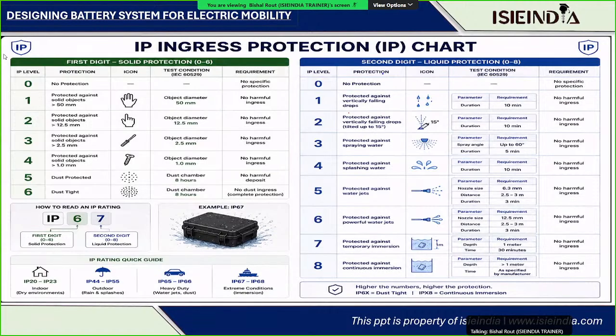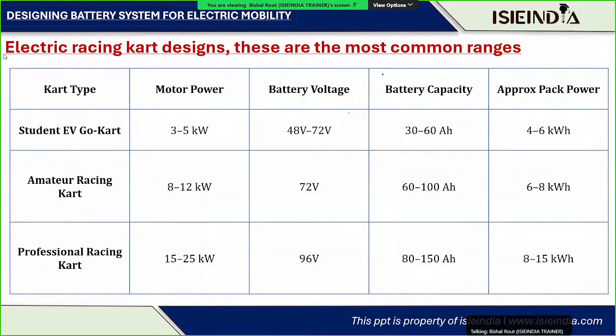So basically, IP67 is mandatory for major electric vehicles. Even if you are manufacturing small electric vehicles, IP67 is the minimum requirement for the pack, right? Now, talking about electric kart battery pack designs, where the motor is powered at 3 to 5 kilowatts.